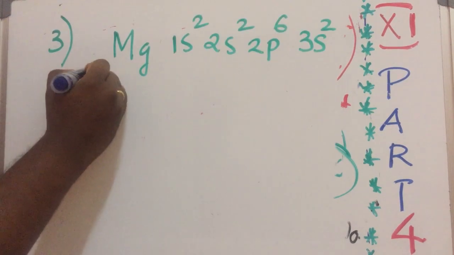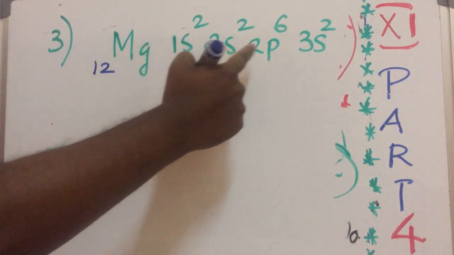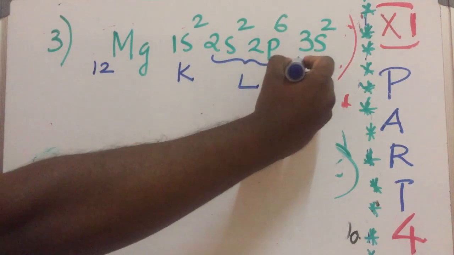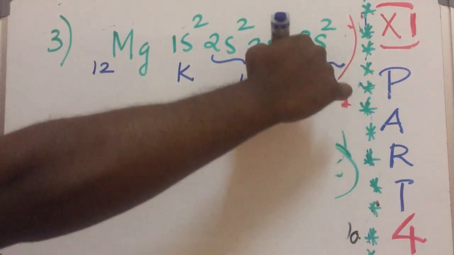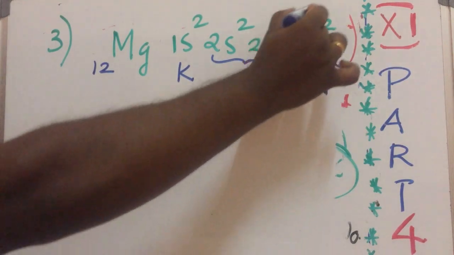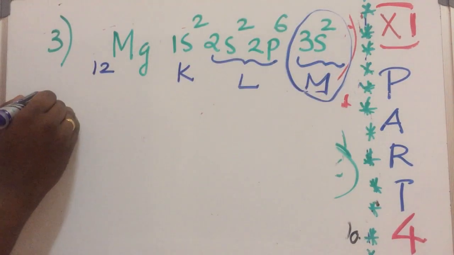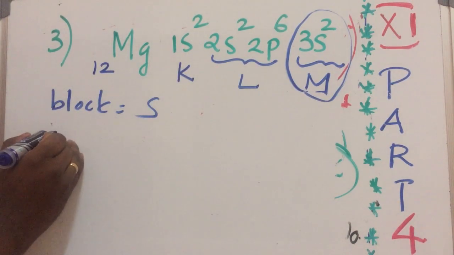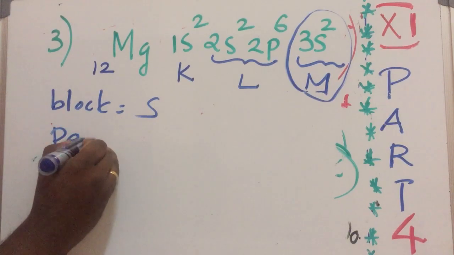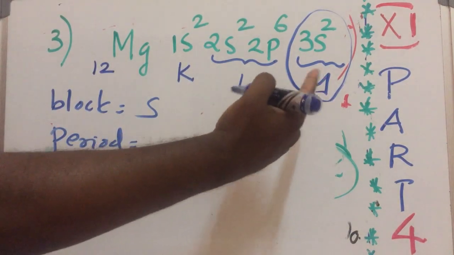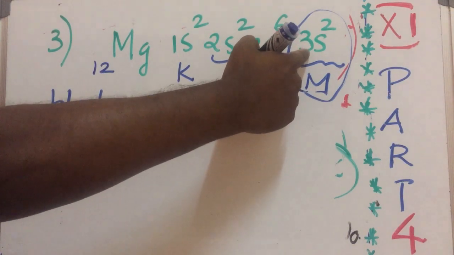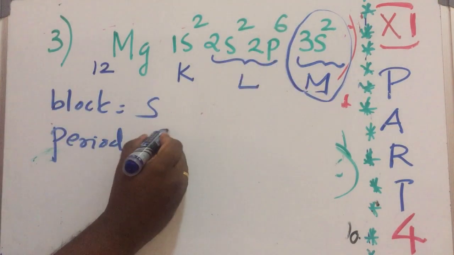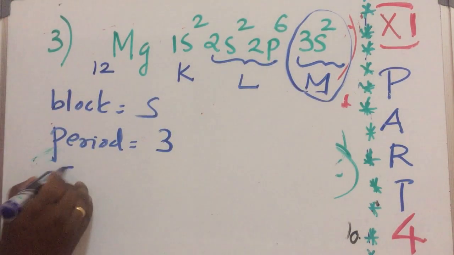Magnesium, atomic number is 12, electronic configuration 1s2, 2s2, 2p6, 3s2. 1s2 is K shell, 2s2, 2p6 is L shell, 3s2, no 3p, so 3s2 is M shell. Which shell is important? Last shell. Now block is easy to find out. What is the block? S block. Period is also easy. Shell number or principal quantum number, so period 3.